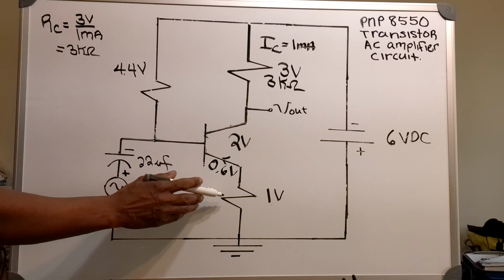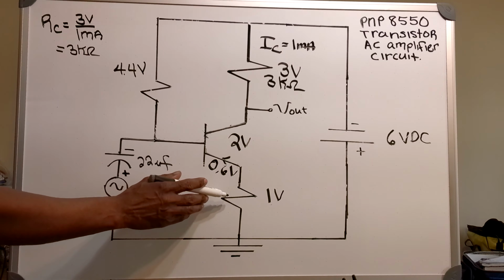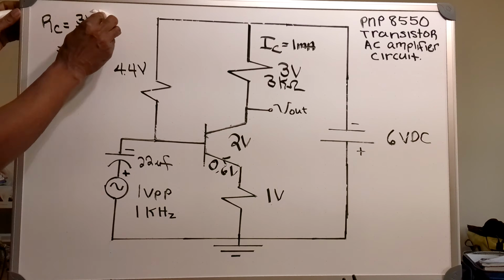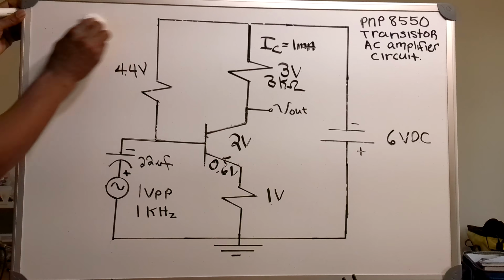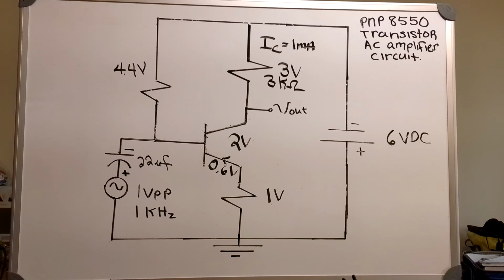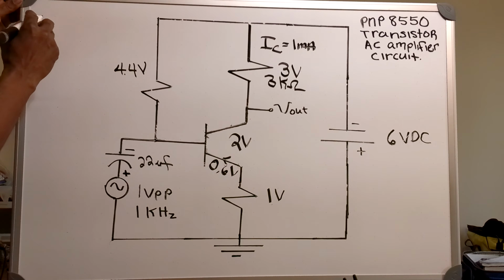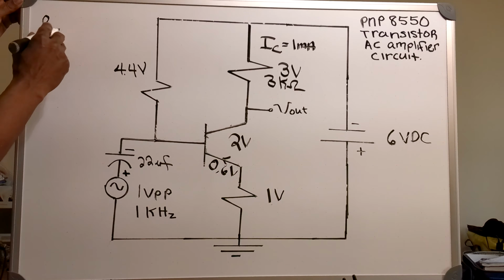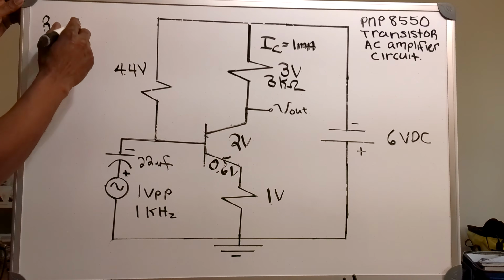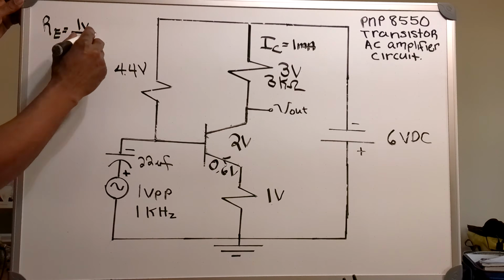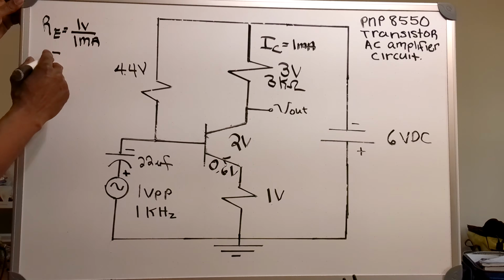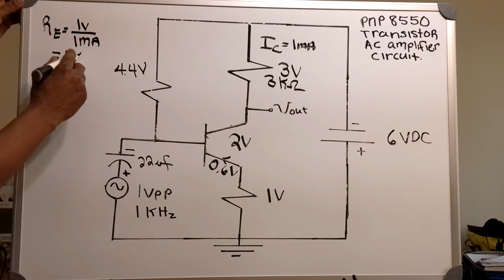Now I will also have 1 milliamp going through my emitter resistor. So the value of my emitter resistor equals 1 volt divided by 1 milliamp, which equals a value of 1 k ohm.